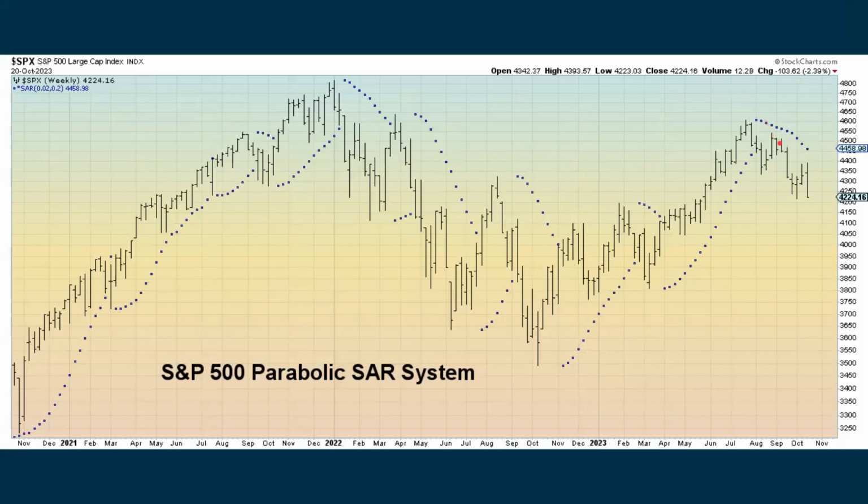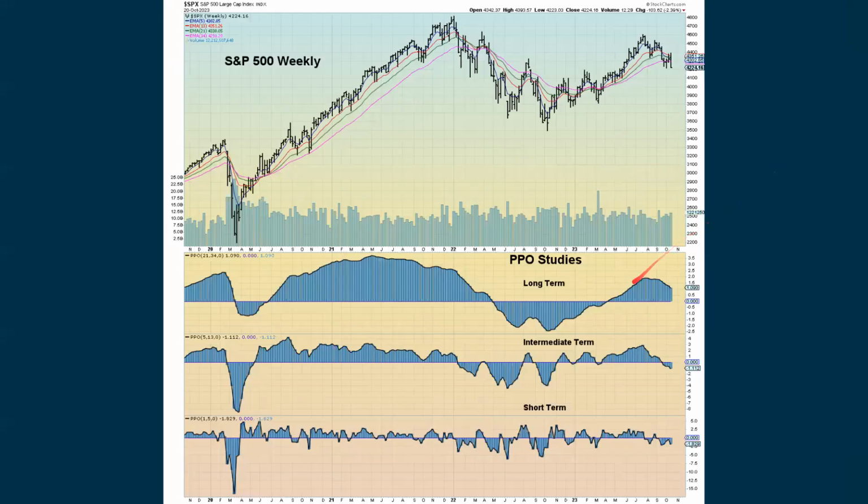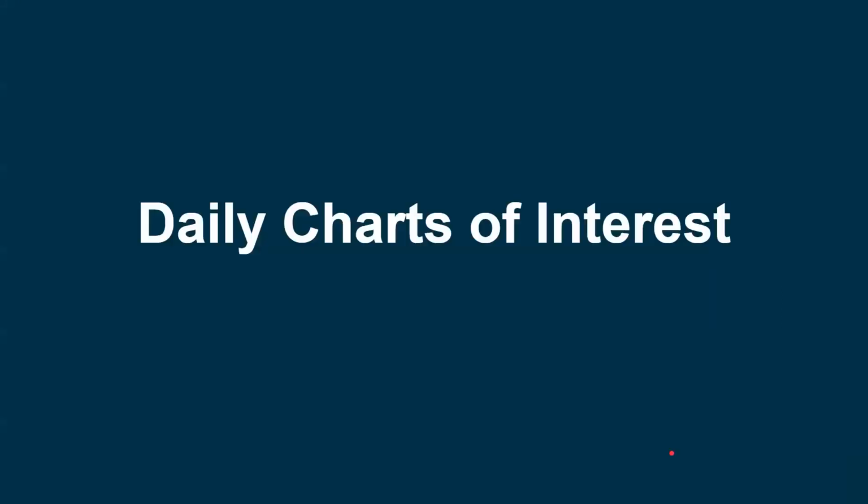We're negative with the parabolic SAR. And on the daily charts, a couple of days ago, we saw the dots also switch from bottom to top. So we're seeing confirmation of the negative trend here. Our PPO studies, we're declining in the long term. We've gone negative in the intermediate term, and we're also going back down in the short term.